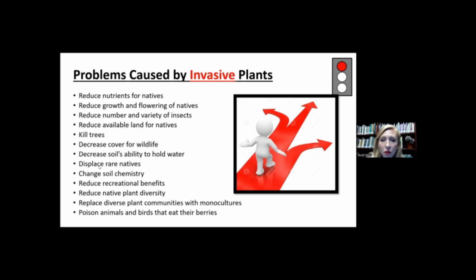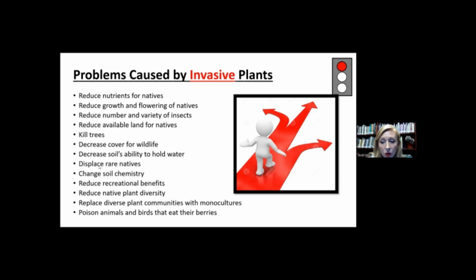So if the soil's covered, native seeds don't have the chance to fall and grow there and cross-pollinate, so definitely missing that opportunity. They climb trees, they might kill them, they can cause them to fall in storms. They decrease cover for wildlife due to impenetrable thickets. They are just that aggressive. They decrease the ability of soil to hold water. So native plants actually have much deeper root systems than invasive plants do.